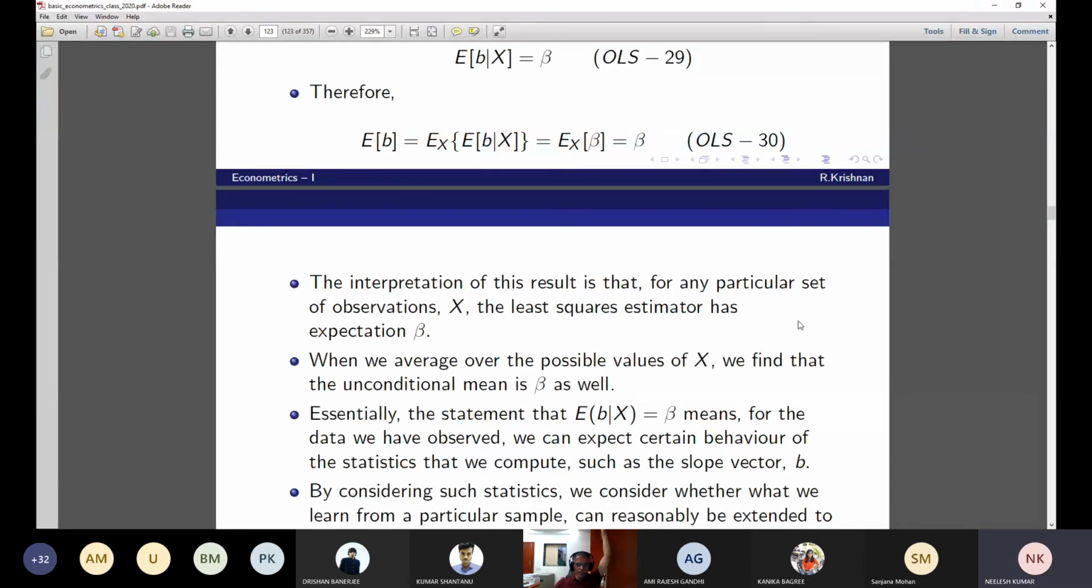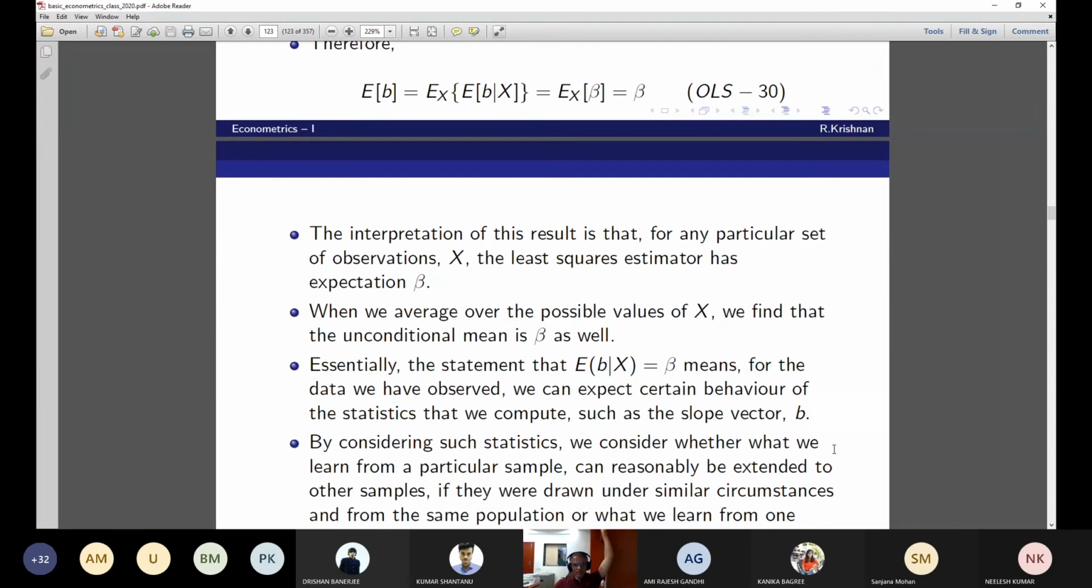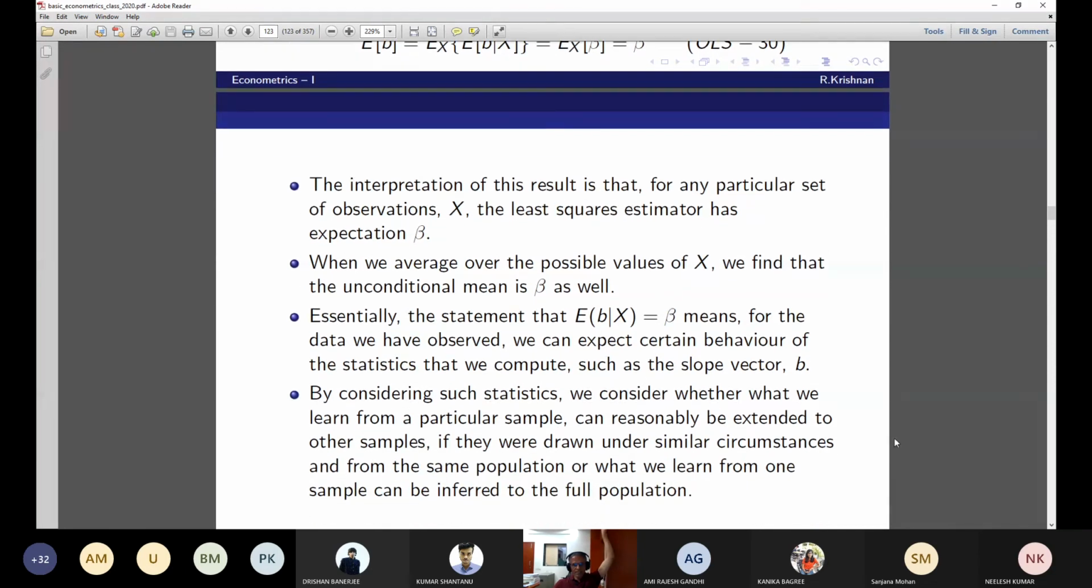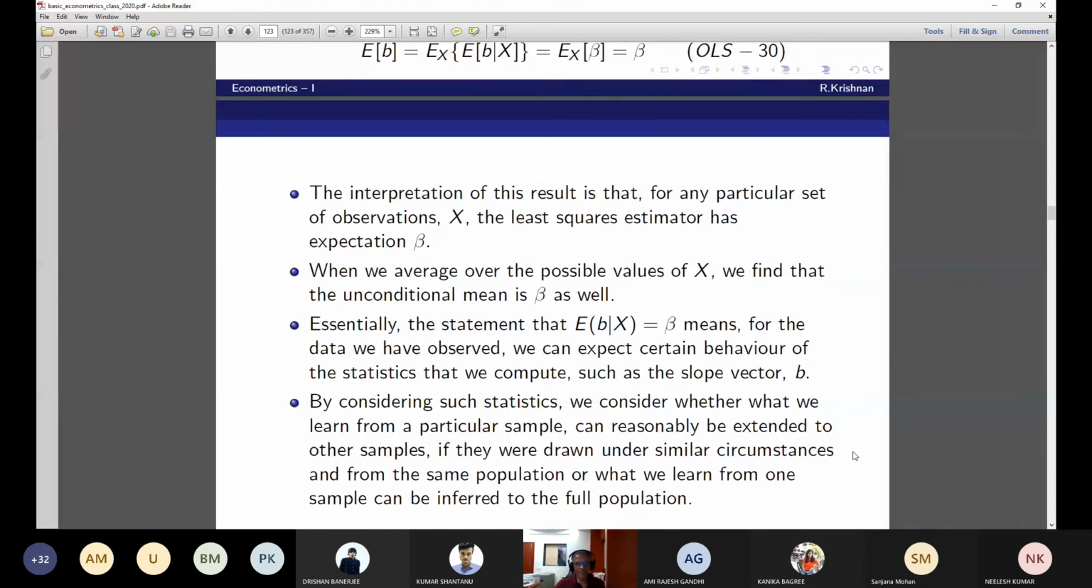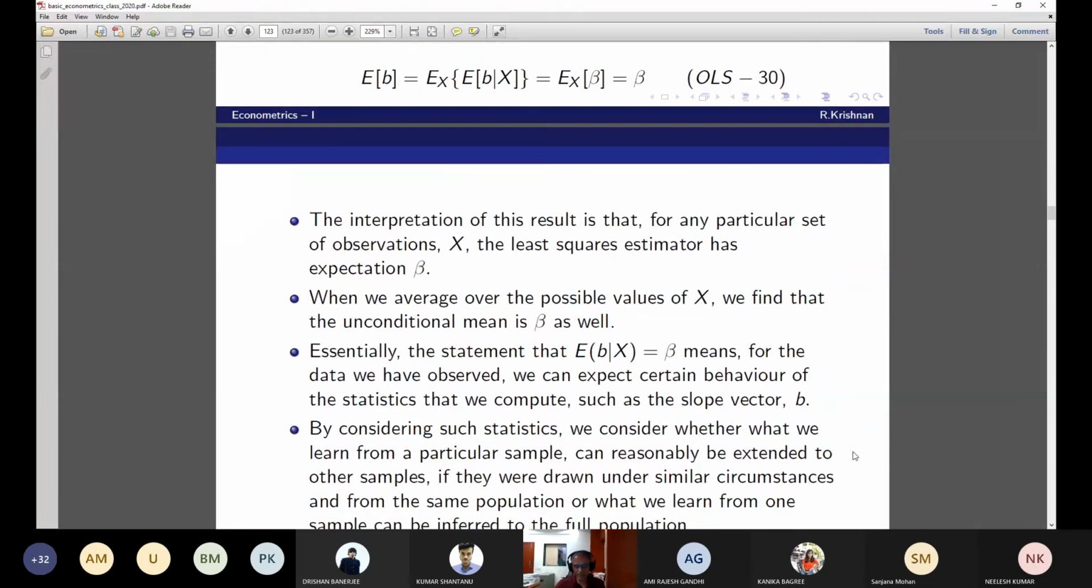The third bullet point: essentially the statement that E[b|X] equals beta means that for the data we have observed, we can expect certain behavior of the statistics we compute, such as the slope vector. By considering such statistics, we consider whether what we learn from a particular sample can reasonably be extended to other samples drawn under similar circumstances from the same population, or inferred to the full population. This is exactly, in words, what OLS 29 and OLS 30 mean.